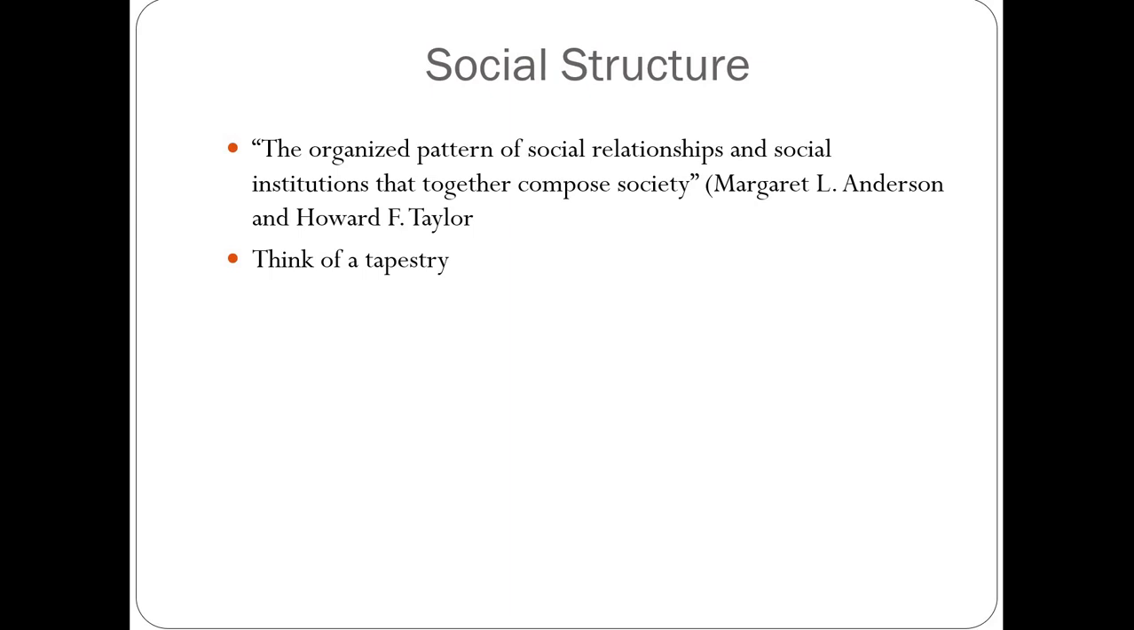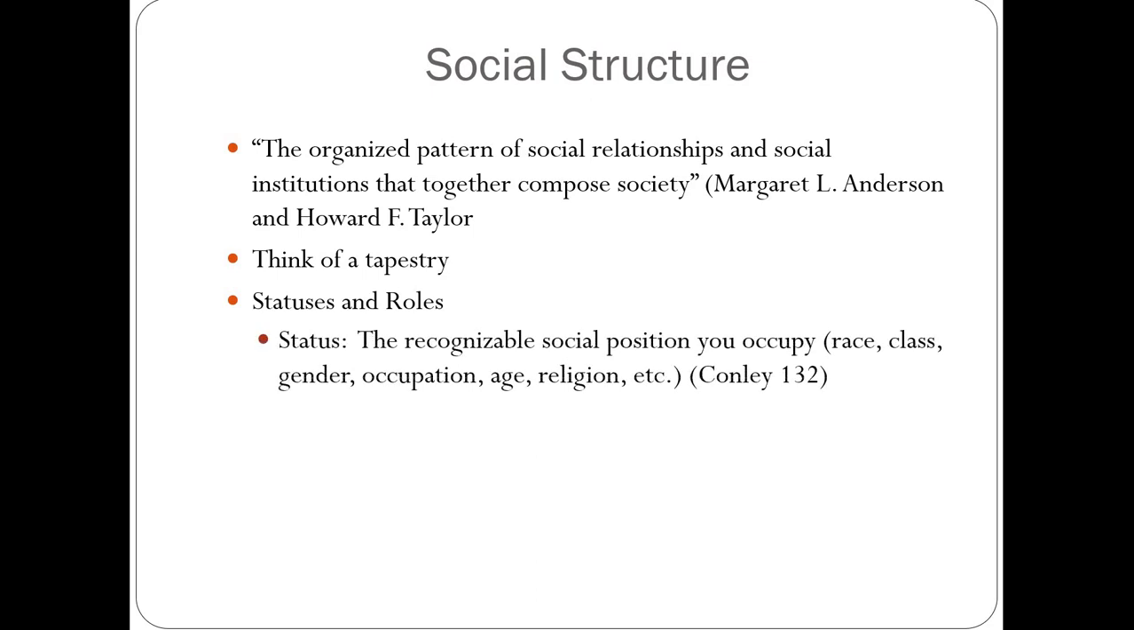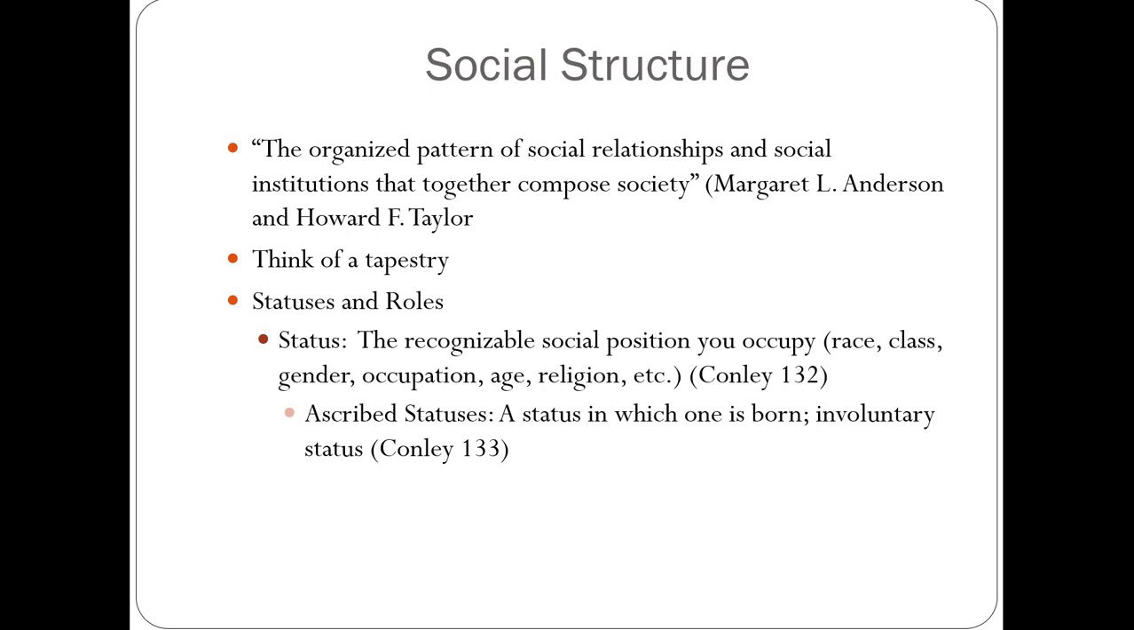So the building blocks of social structure are statuses and roles. Statuses are the recognizable social positions that you occupy. So statuses are occupied. Now, this is in terms of race, class, gender, occupation, age, religion, etc. Those are recognizable social positions. If we organize society by these things, then it's a status. Now, there are two different kinds of statuses. Ascribed status is a status into which one is born. It's an involuntary status.